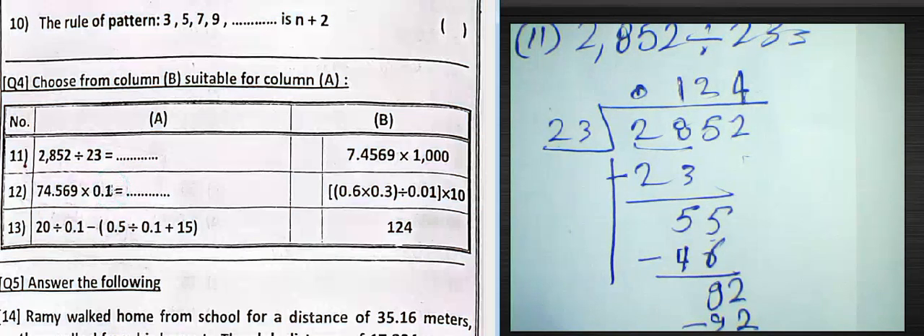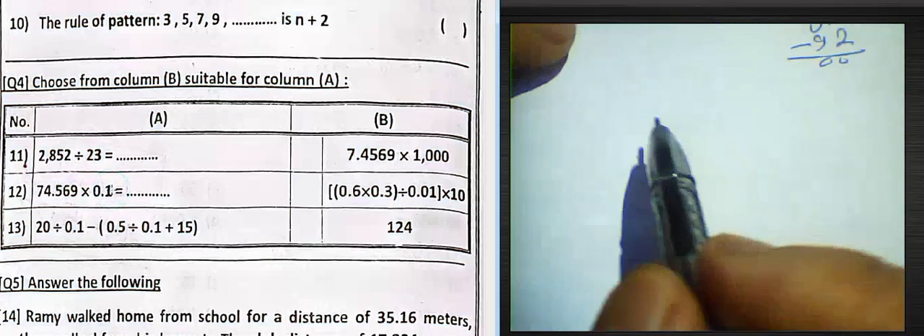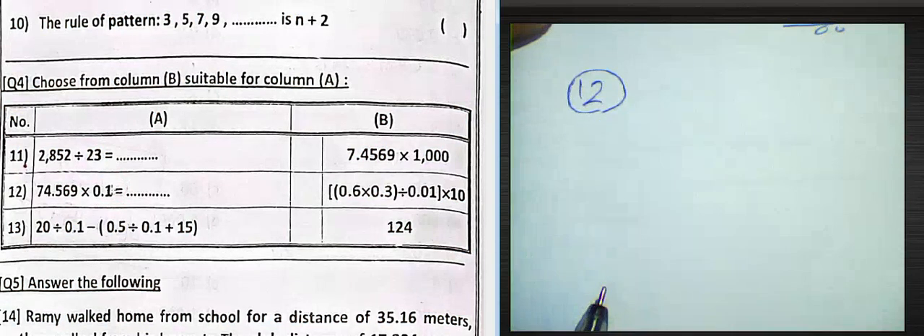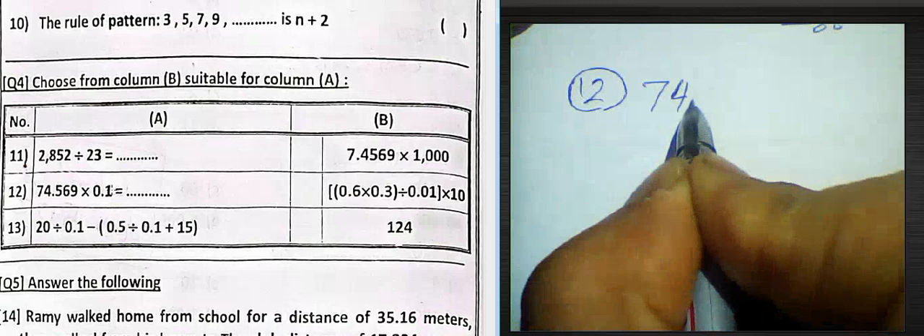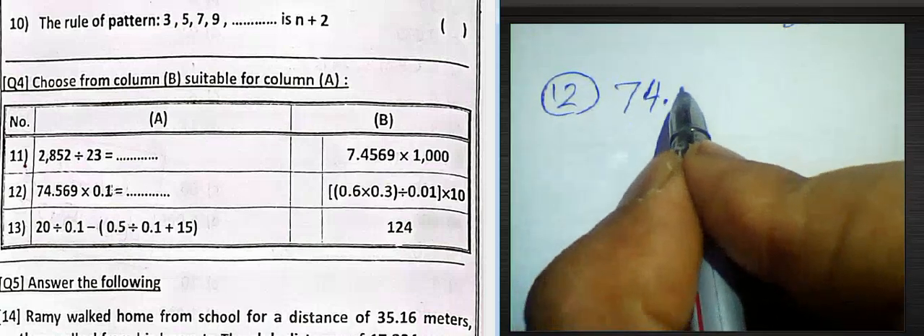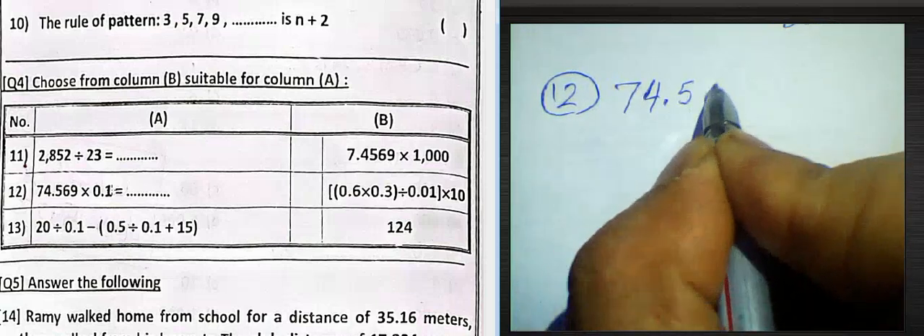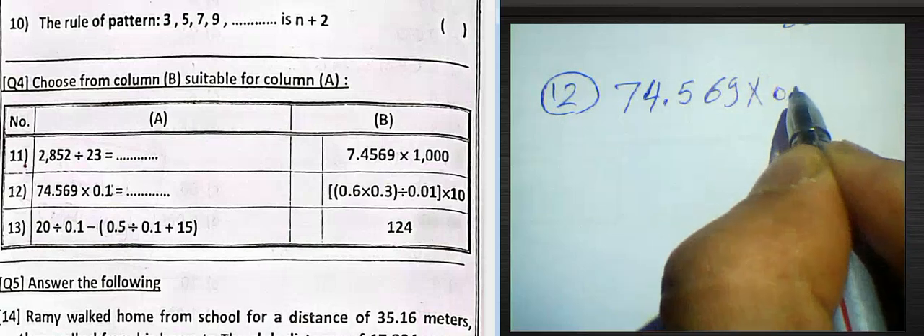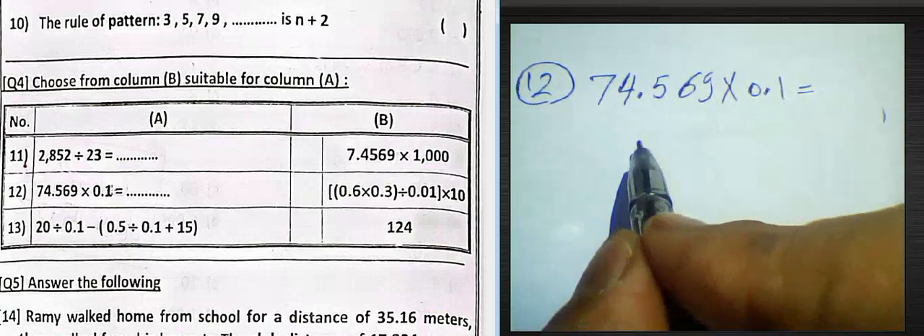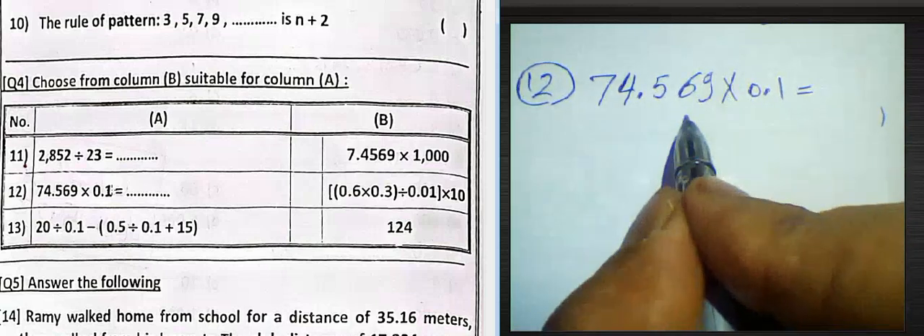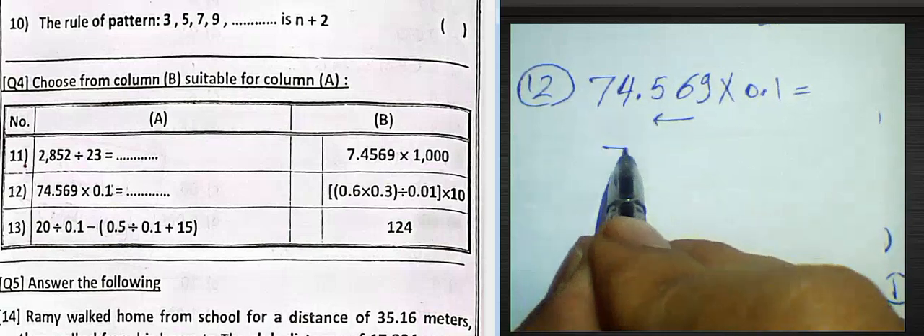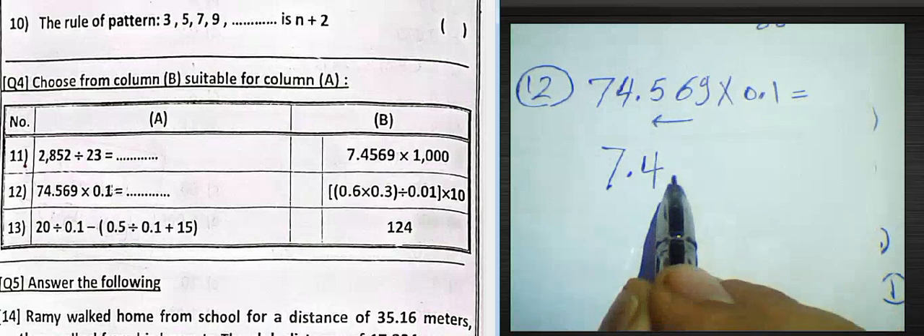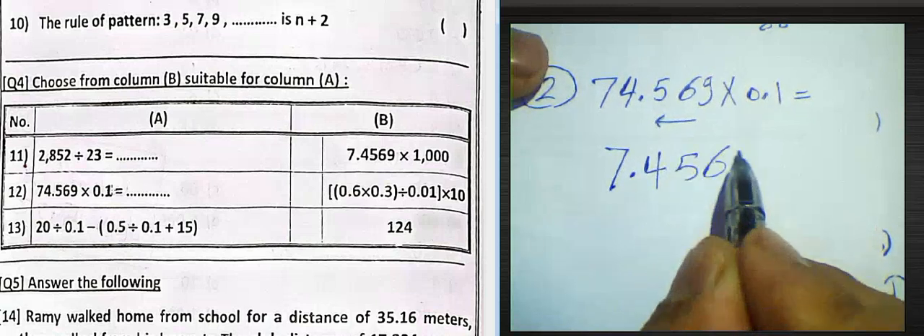And what about question 12? Question 12 here, 74.569 multiplied by 0.1. We must find the result by moving the point from the right-hand side to the left-hand side by one digit. The result will be 7.4569.